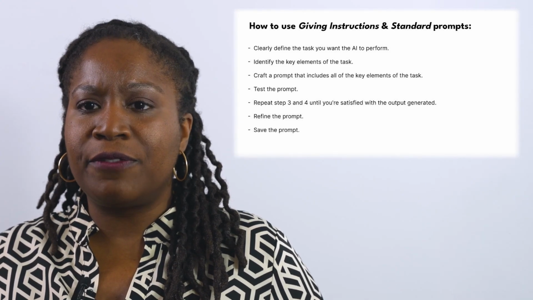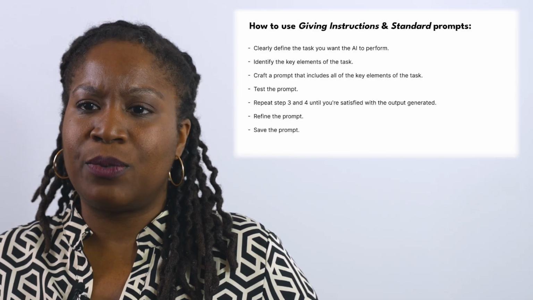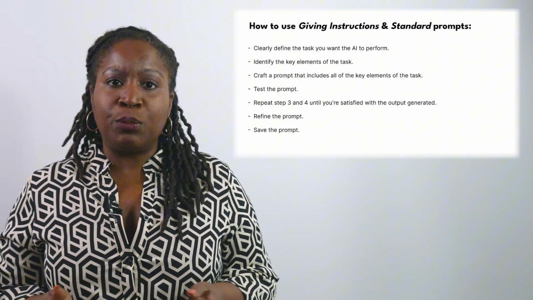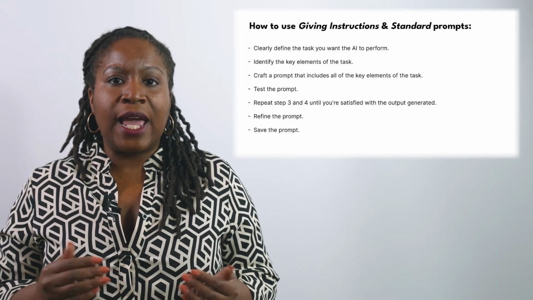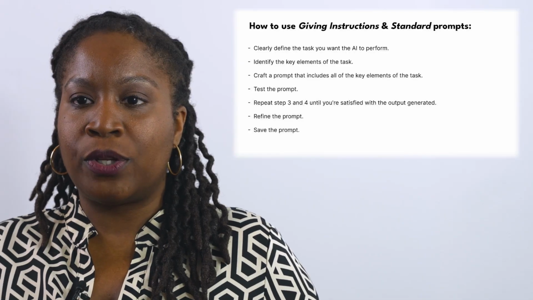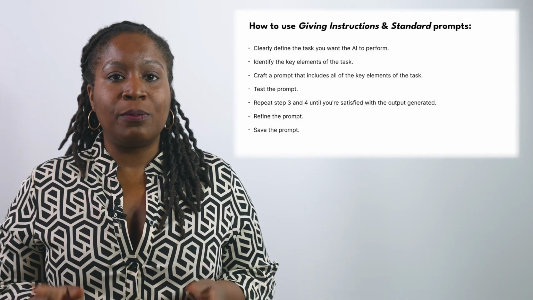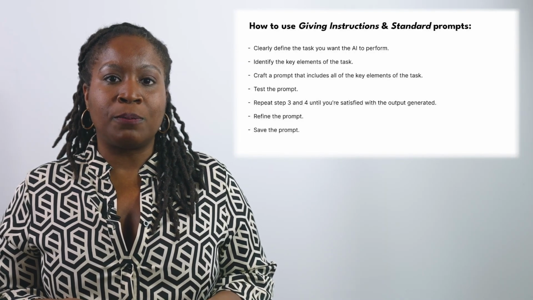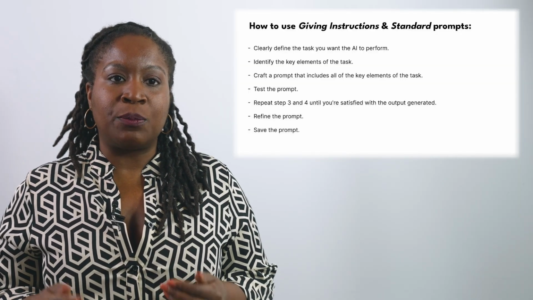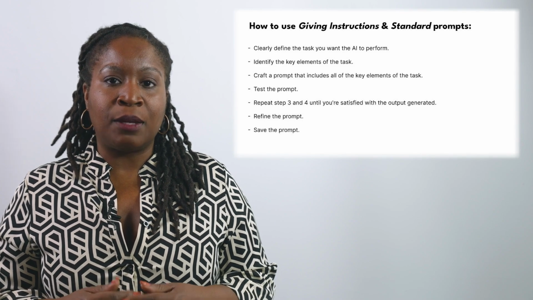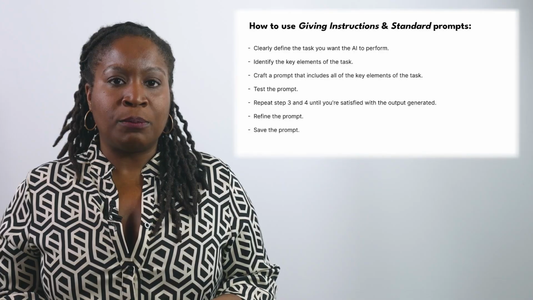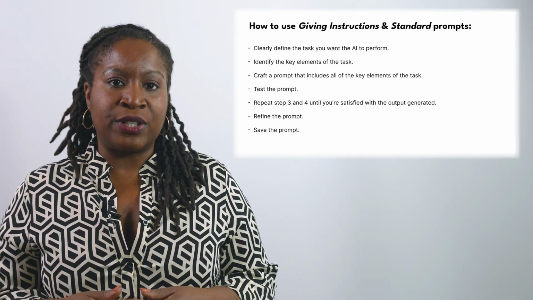After you have crafted your prompt, you should test it with the AI to see how well it performs. You can do this by inputting the prompt into the model and comparing the output to the desired outcome. If the output is not as expected, you may need to make adjustments to your prompt. Repeat step 3 and 4 until you're satisfied with the output generated by your AI model using the prompt. Once you are satisfied, you can use the prompt to generate text that is relevant to the task.